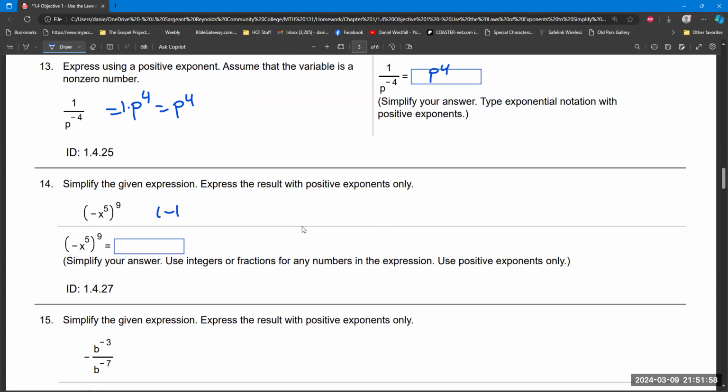This is going to be negative 1 to the 9th times x to the 5th to the 9th. An odd number of negatives is negative. x to the 5 times 9 is 45.